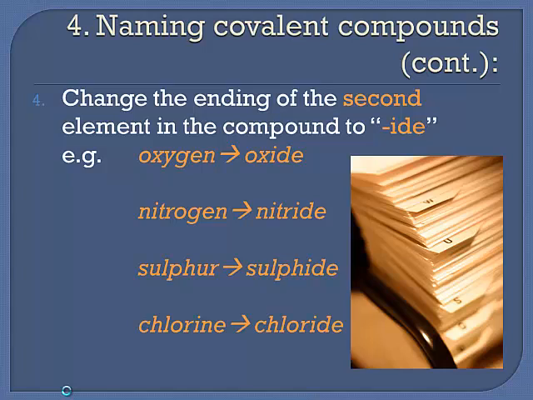Now, what we always do, just like in an ionic compound, is change the name of the second element to become an -ide. We keep the first syllable, and the rest drops off to become an -ide. So oxygen becomes oxide, nitrogen becomes nitride, sulfur becomes sulfide, and chlorine becomes chloride.